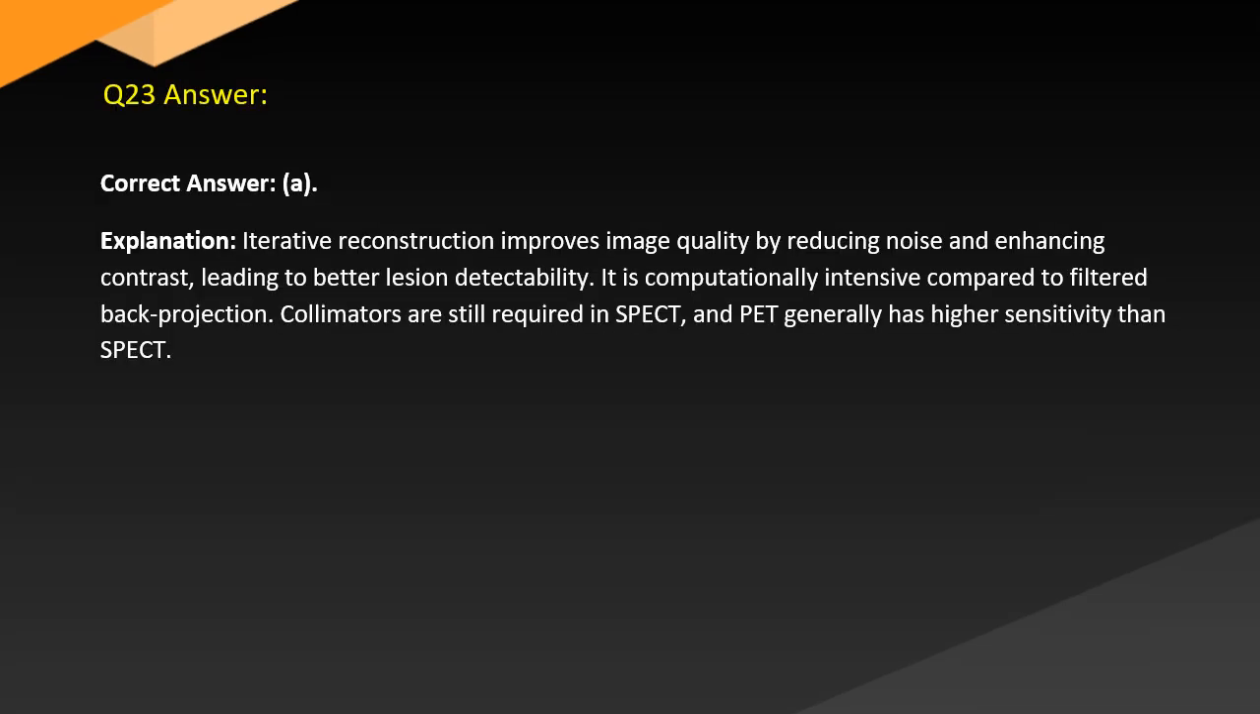Answer. Correct answer: A. Explanation. Iterative reconstruction improves image quality by reducing noise and enhancing contrast, leading to better lesion detectability. It is computationally intensive compared to filtered back projection. Collimators are still required in SPECT, and PET generally has higher sensitivity than SPECT.